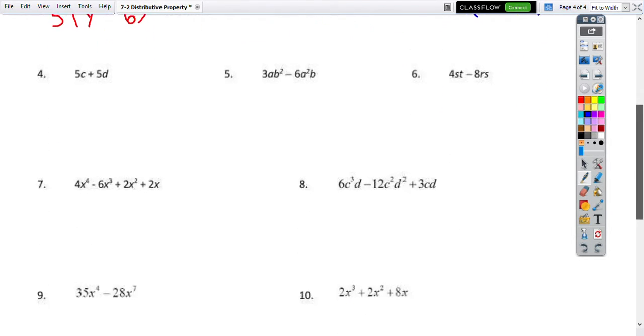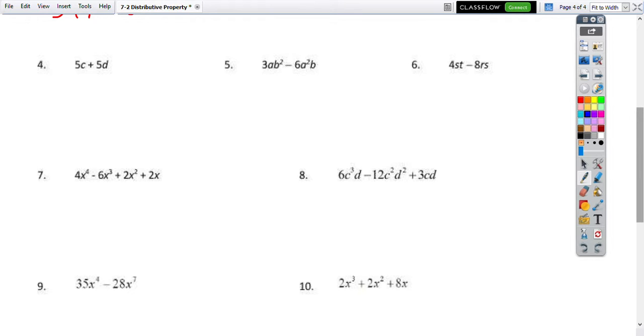Okay, so let's do a little bit tougher one here. Let's try number 8. So now there's 3 numbers. So what's the GCF of 12, 6, and 3? The biggest thing that divides into all 3 terms is a 3. All right. They all have a c. Smallest exponent is the 1 at the end, so it's just c. And they all have a d, and the smallest exponent is the 1 at the end. So the GCF is 3cd, and then I put down 1 set of parentheses.